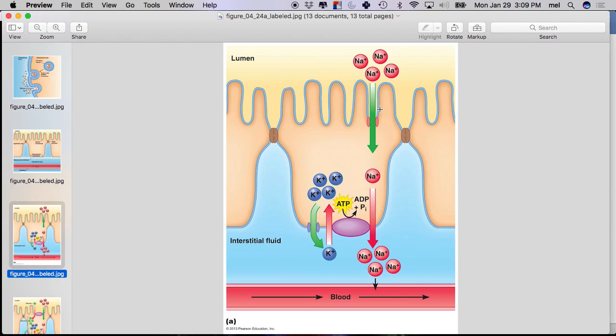Okay? You with me? Okay, but I got it into the cell. Now I need to get it out of the cell and into the bloodstream. So now I need to get it out of the cell, guys. How do I move it out of the cell?